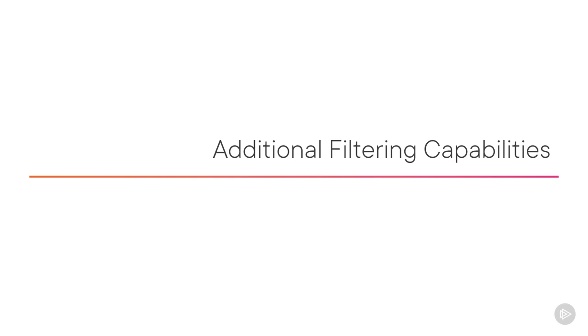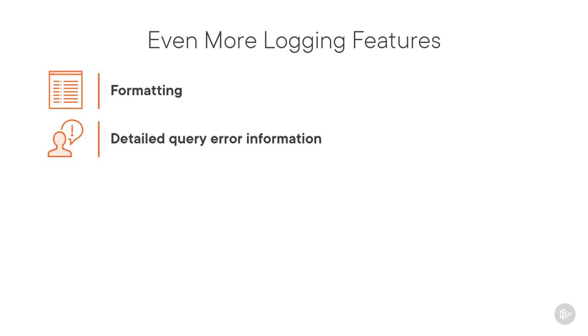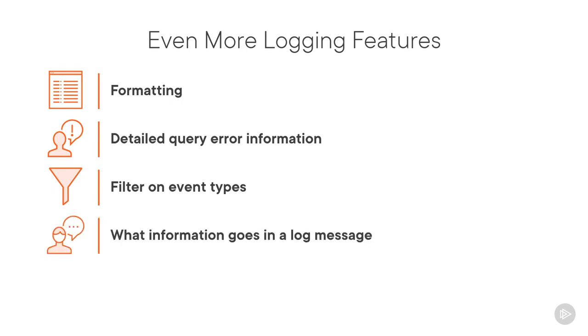There are a lot more ways you can slice and dice the EF Core logs. Not just filtering, you can even control the formatting. Here's a list of the types of things you can control. You can affect how the logs are formatted. You can have them output detailed error information. There's a category of event types, which we haven't seen here, but you can use event types for filtering as well. There are even more ways to control what kind of information goes into the logs.